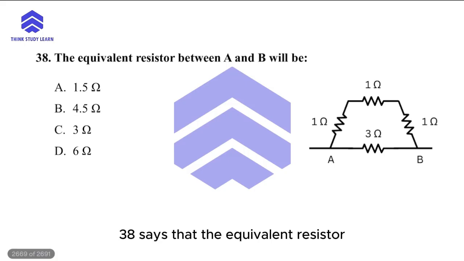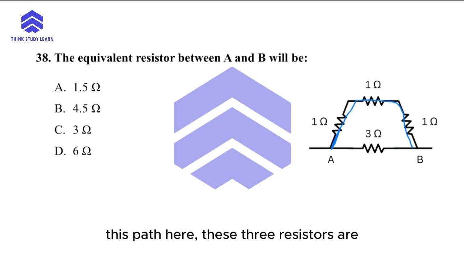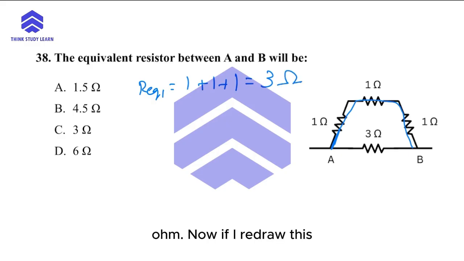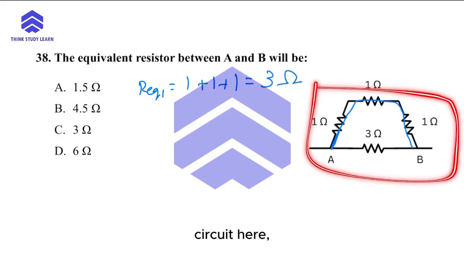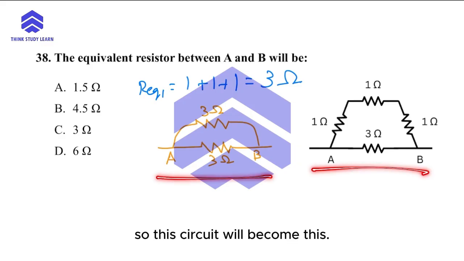Question 38 says that the equivalent resistance between A and B will be, as we can see that if the current follows this path here, these three resistors are connected in series. So equivalent resistance 1 will be 1 plus 1 plus 1, which is equal to 3 ohm. Now if I redraw this circuit here, it will become this.